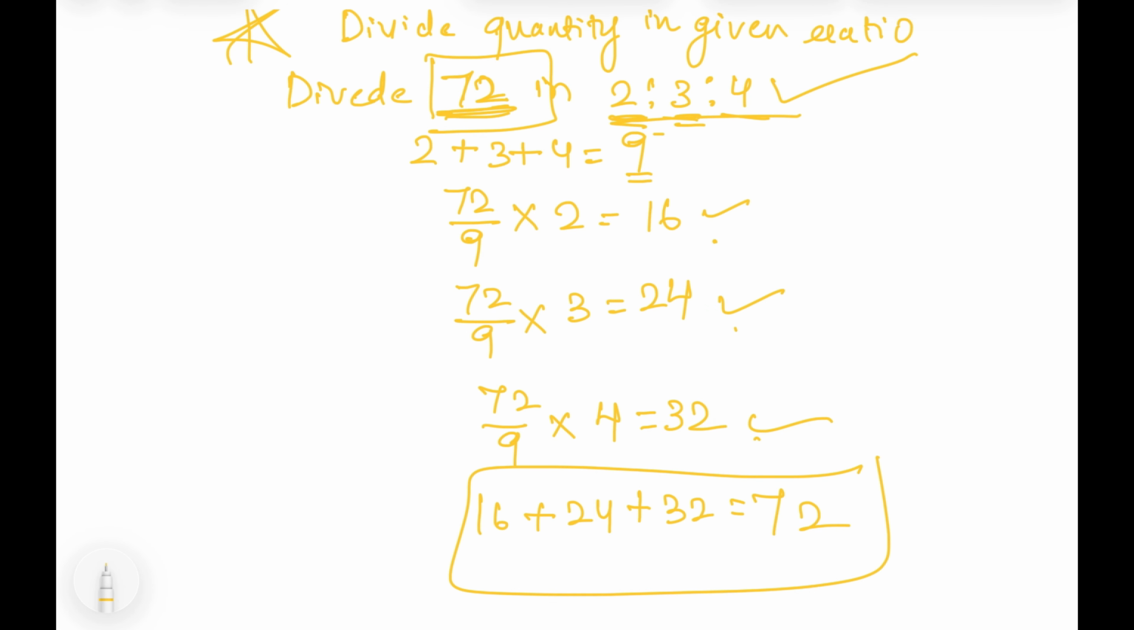Now the last topic for this chapter is inverse proportion. We studied direct proportion, right? In direct proportion we studied two ways of solving: one was the ratio method, the other one was the unitary method, and then we studied how to divide the quantity in the given ratio. So now the final topic for this chapter is inverse proportion.